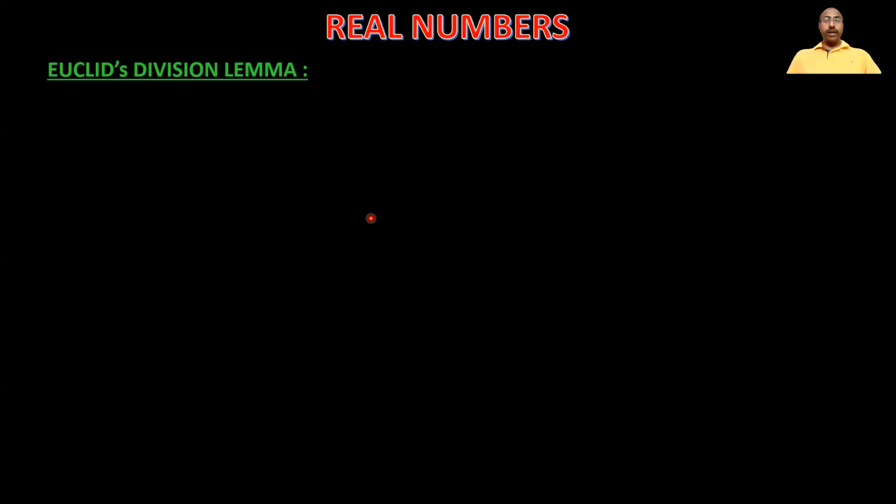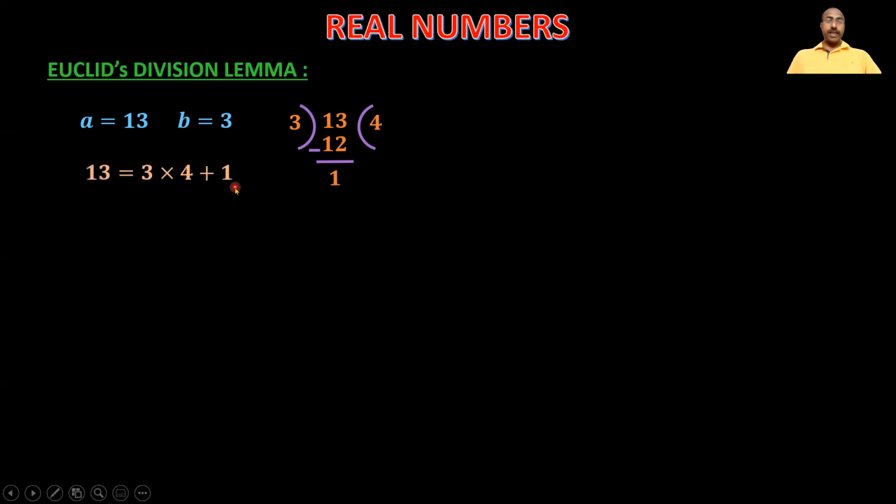Before learning about Euclid's division lemma, we need to recall the division lemma. Let A be equal to 13 and B equal to 3. Now divide the value of A by B. So I'm dividing 13 by 3. We have 3 fours are 12 and the remainder is 1. Now this 13 can be expressed as 3 into 4 plus 1. Okay, 3 fours is 12, plus 1.